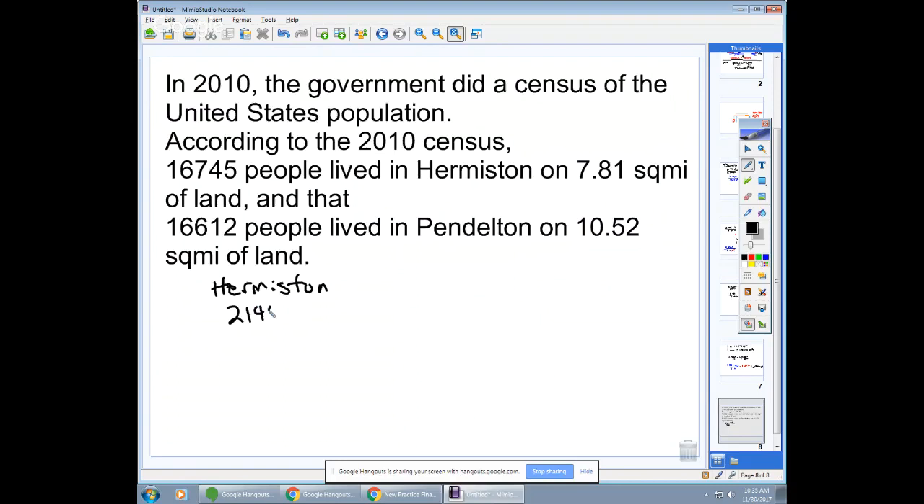We can go to the nearest person. So I got Hermiston is about 2,144 people per square mile. And Pendleton is about 1,579 people per square mile. The next thing I want you to do is compare these two and say how much bigger or smaller is one city's population density compared to the other city's population density. You choose how you want to do it. So try something.